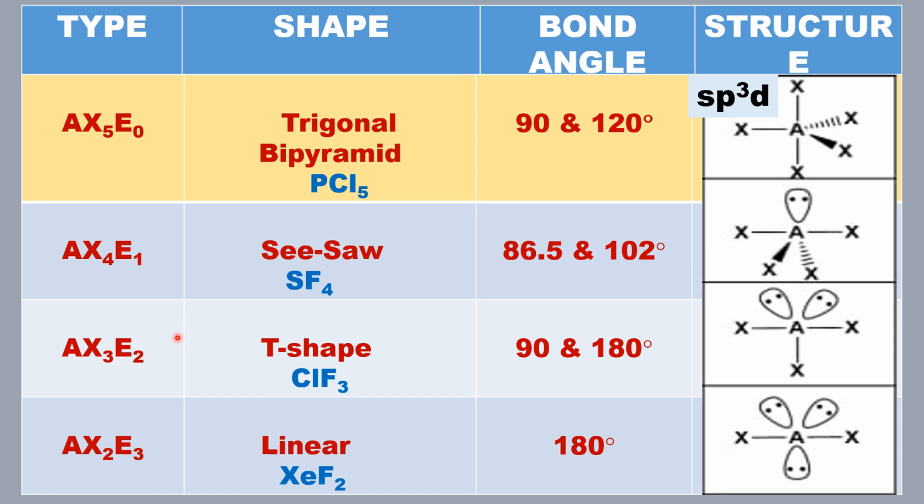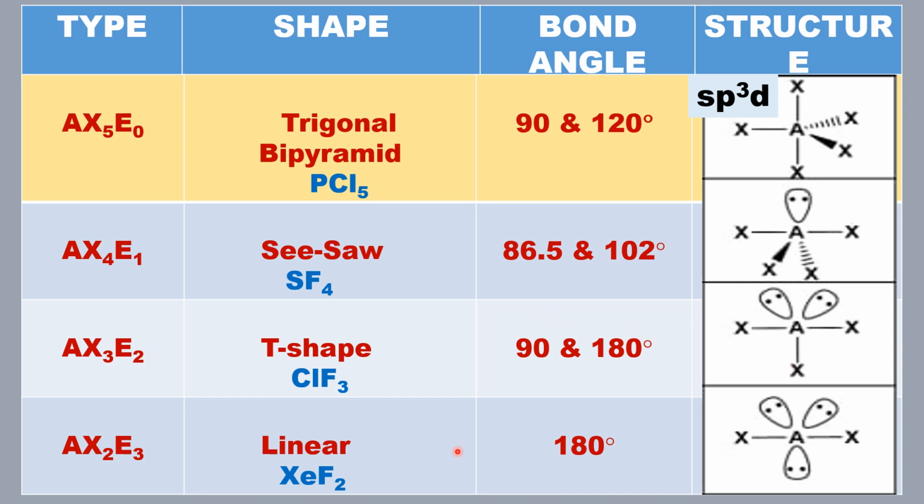Let us replace another bond pair by lone pair. Therefore, AX3E2, for example, ClF3. It is a T-shaped molecule because lone pair repulsion is greater. They are all sp3 hybridized, and the bond angles are: one is linear, one is mutually perpendicular, 90 degree and 180 degree.